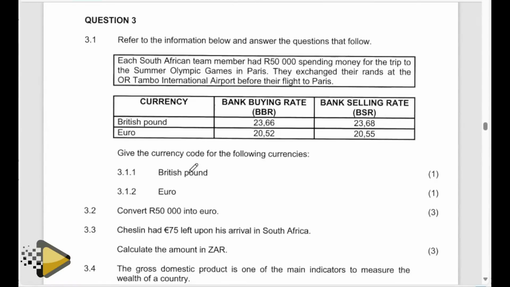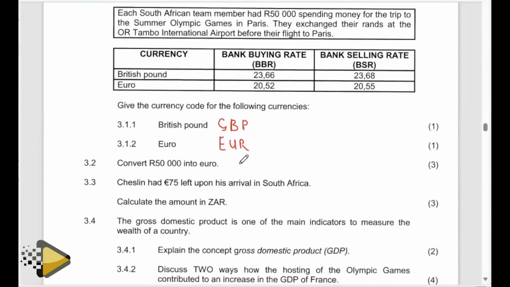20.55. Then the question reads, give the currency code for the following currencies. So the first one is the British pound. So the British pound is abbreviated as the Great British Pound, GBP. That is the correct abbreviation there. Then when it comes to the euro, it is abbreviated as EUR. That is the first question.